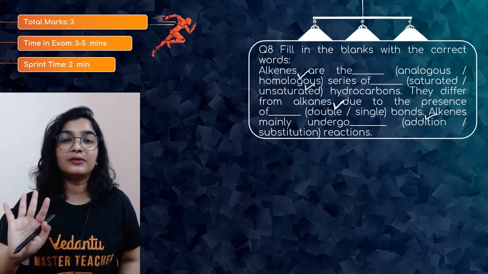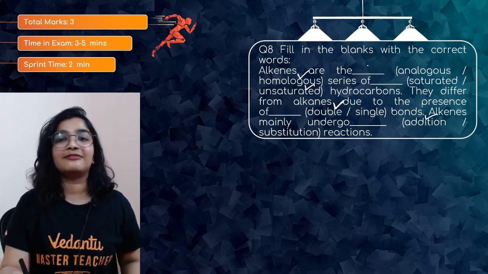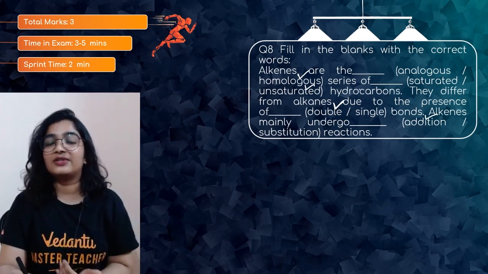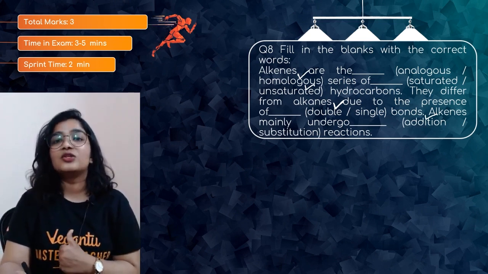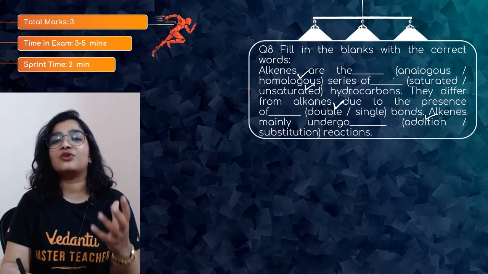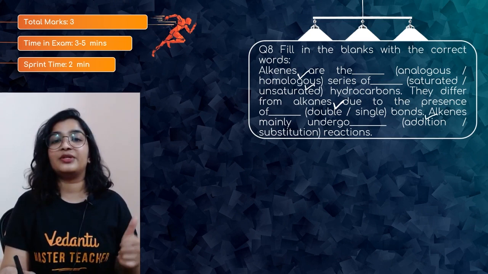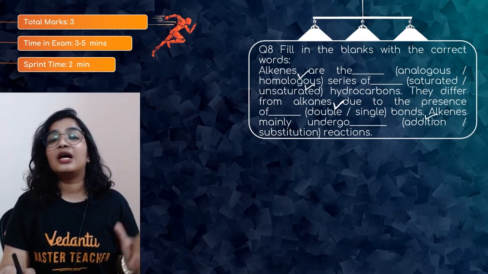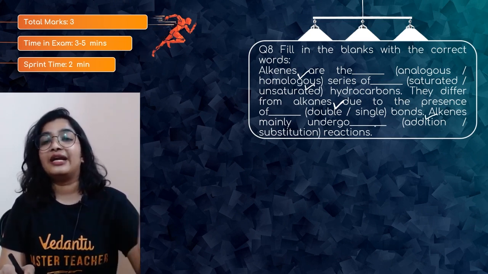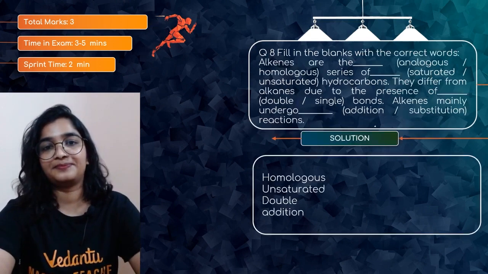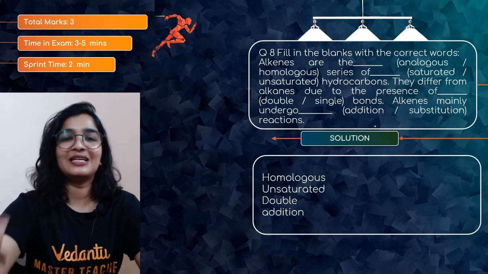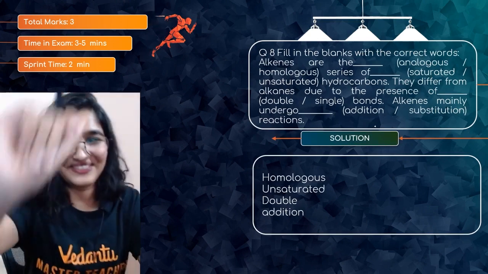So clear? Okay. So we have filled the blanks. Let's read all the sentences again. So alkenes are the homologous series of unsaturated hydrocarbons. They differ from alkanes due to the presence of double bonds. Alkenes mainly undergo addition reactions. That's it. Come on, give me a high five. Good one. Yeah.